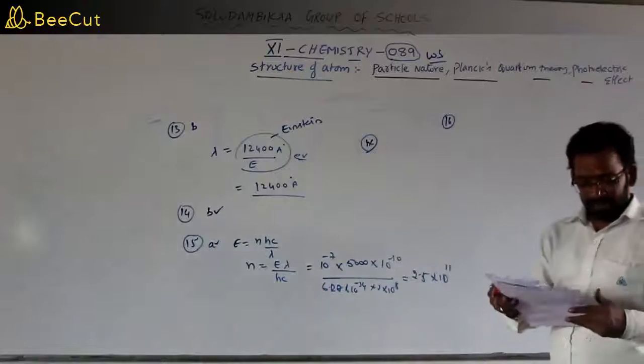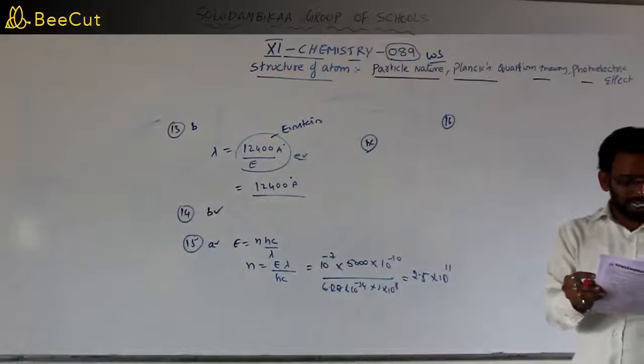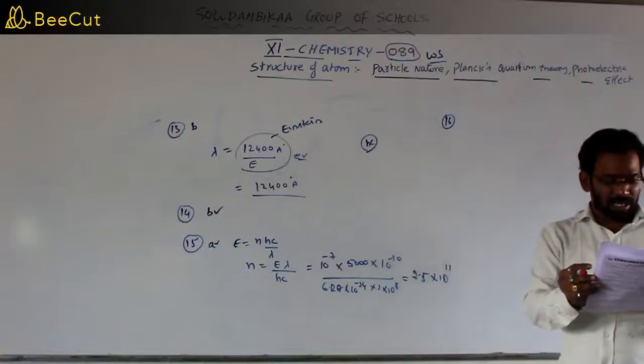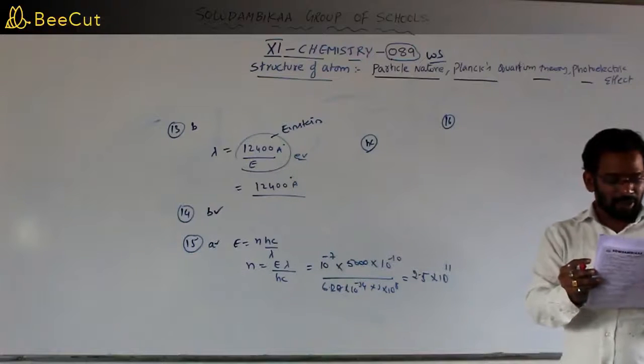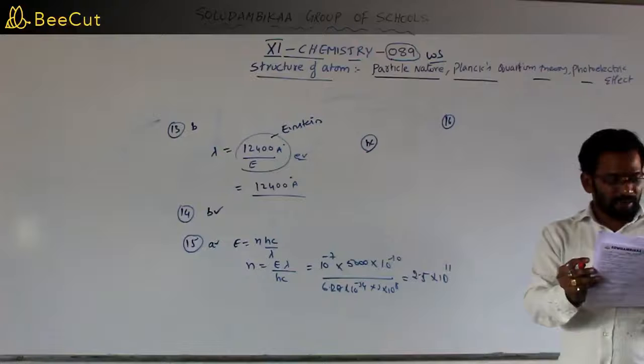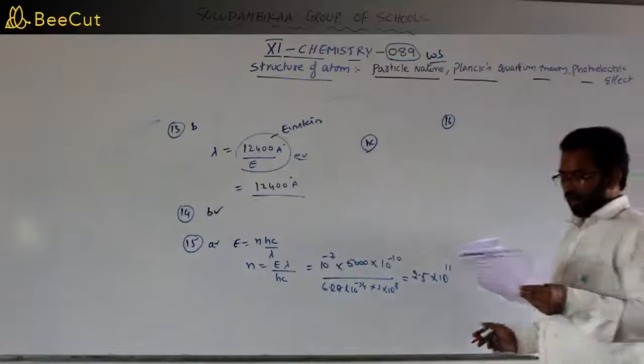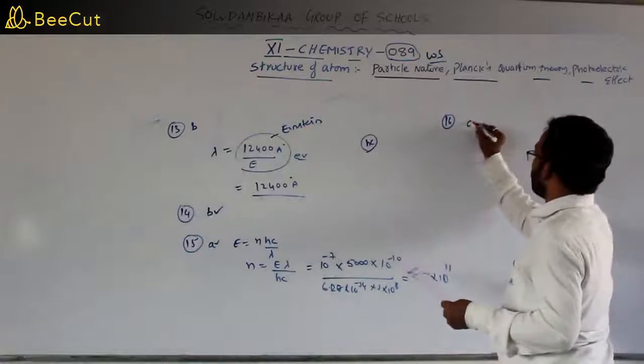Question number 16. In order to increase the kinetic energy of ejected photoelectrons, there should be an increase in the frequency of radiation. Option C is correct.